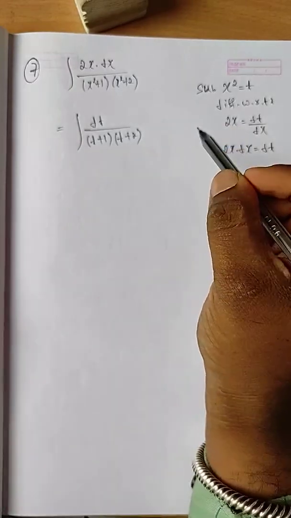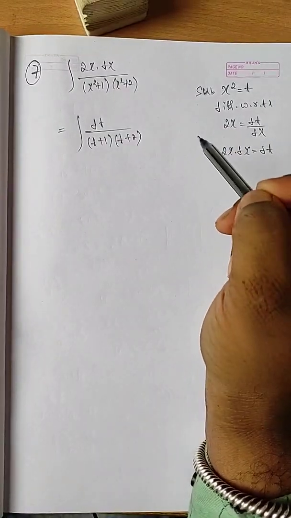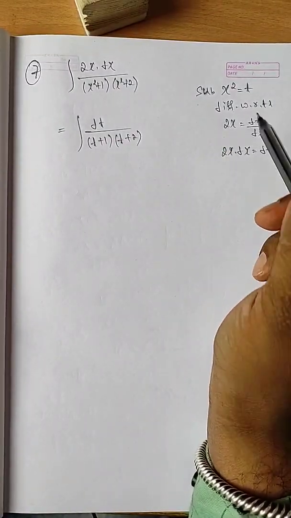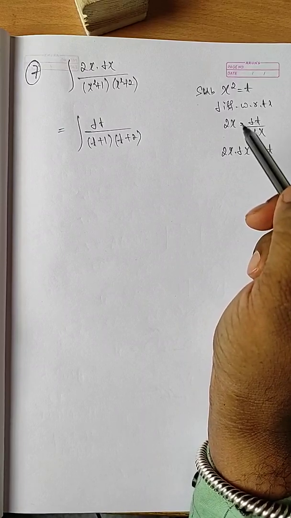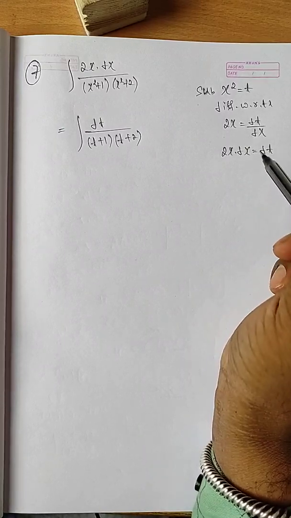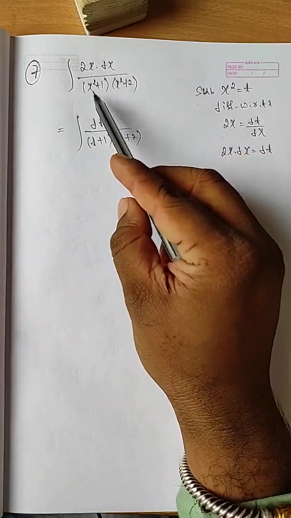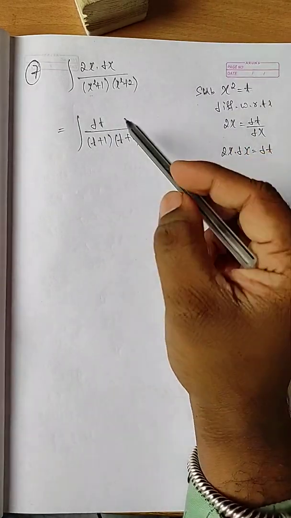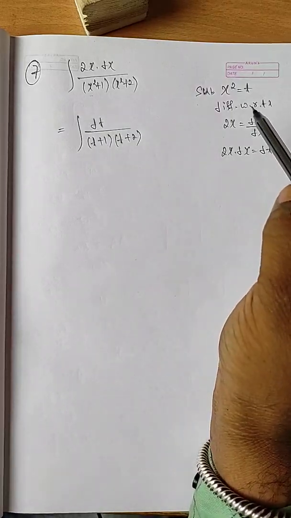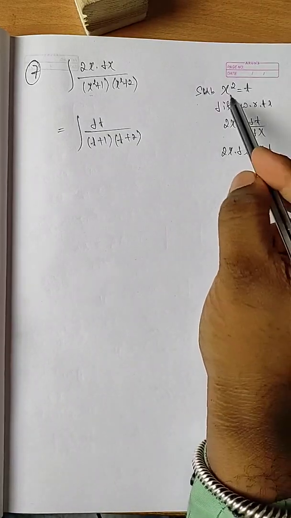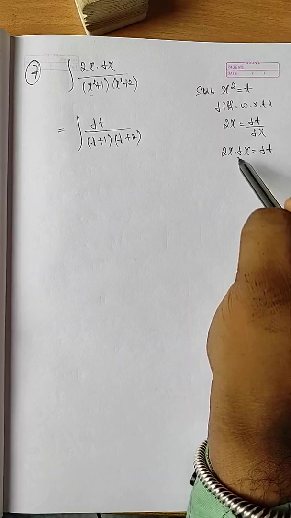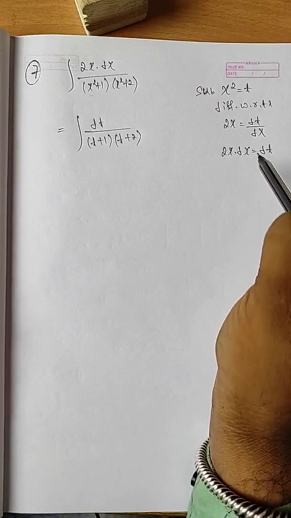Is it clear? In the last class also we did integration by using partial fractions, but we did not make use of substitution. In today's class, in this problem, we are making use of a substitution, because if you substitute x square is equal to t, the problem will be easy for you. The differentiation of x square is 2x is equal to dt by dx, so 2x dx is equal to dt.